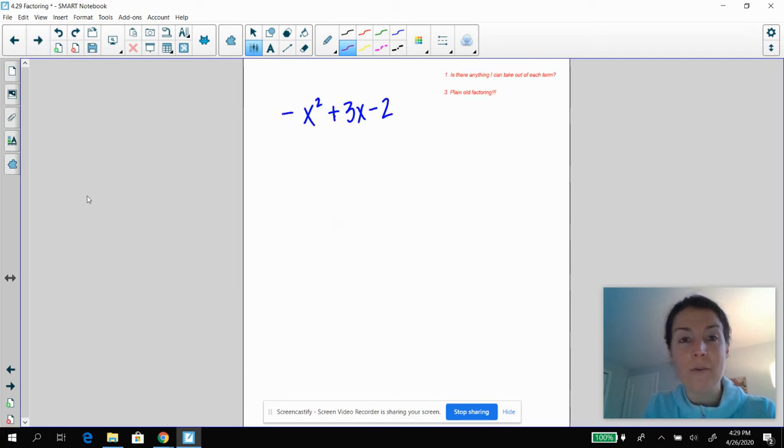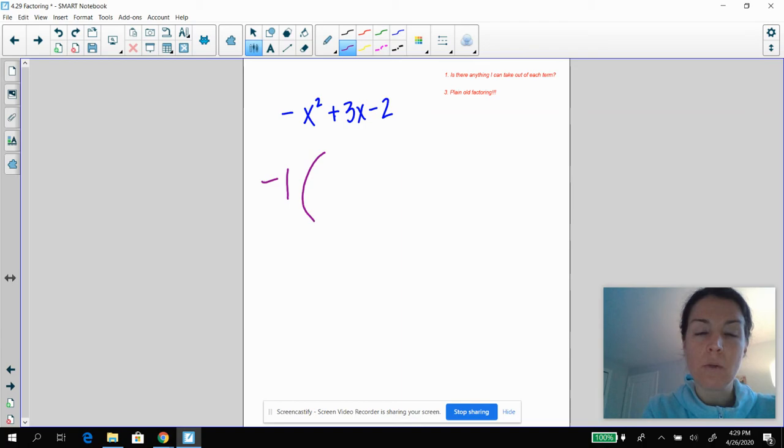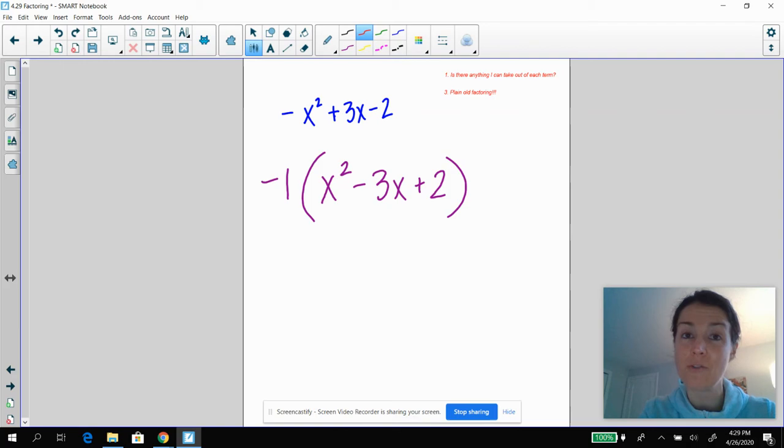All right, here's another one. So I want you to take everything out of each term that you can. A good rule of thumb is we don't want a negative leading coefficient. So let's take a -1 out of each term. So what's left on the inside? X squared minus 3x plus 2. The way to ensure that you've done this correctly, remember, is you can go through and redistribute.